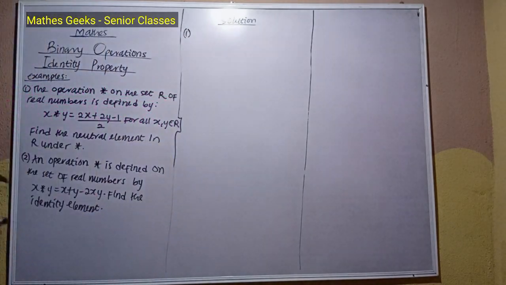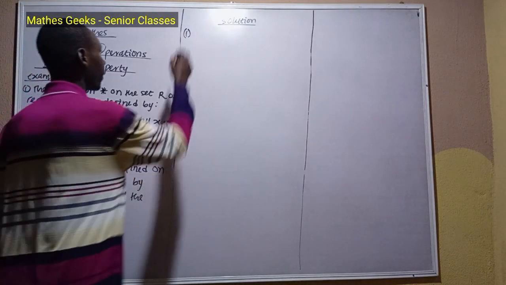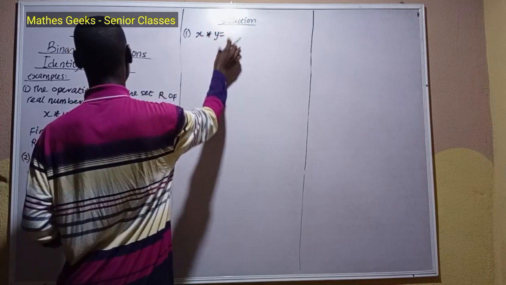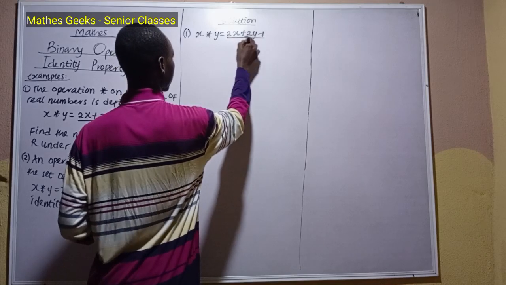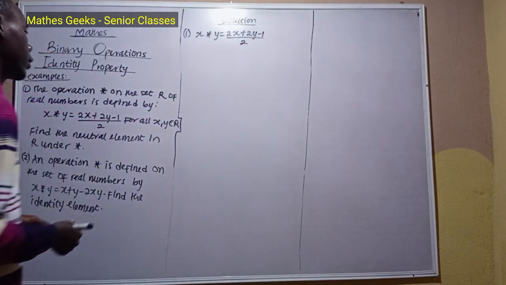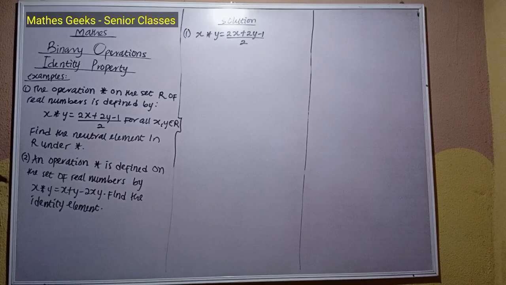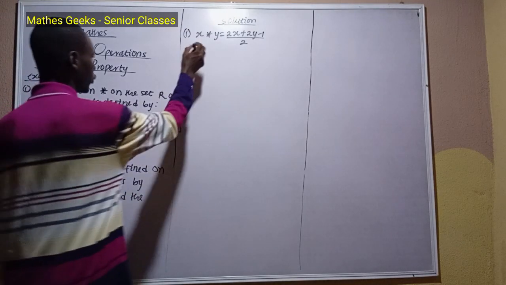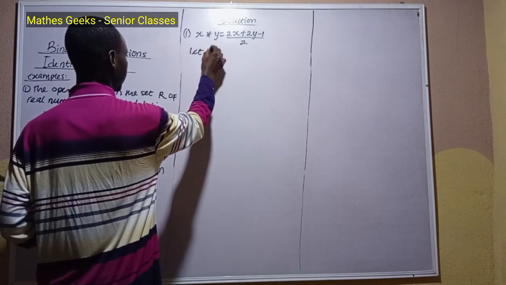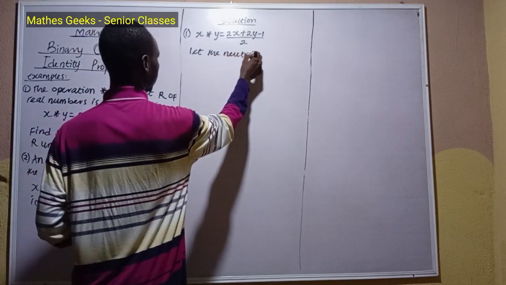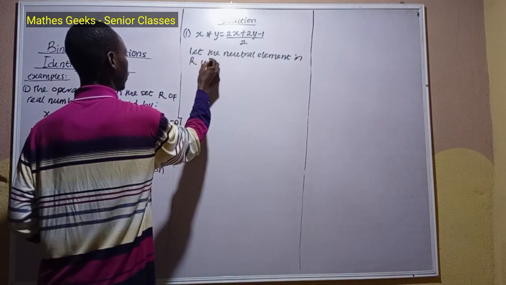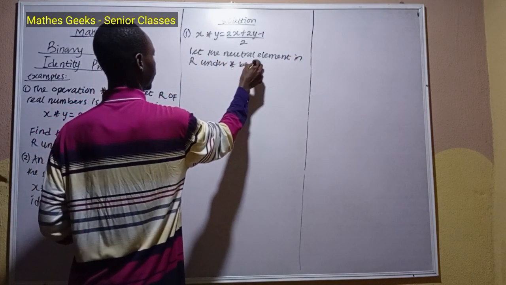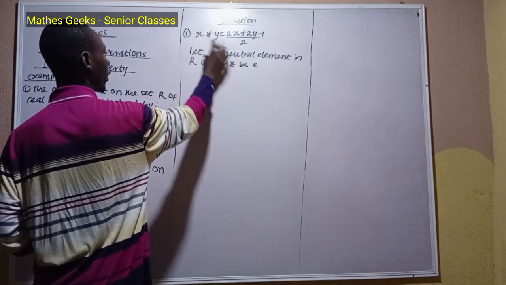The operation star on a set R of real numbers is defined by x star y is equal to 2x plus 2y minus 1 over 2, for all x and y members of R. Find the neutral elements in R under star. Select the neutral element, which is also the identity element. So we replace our y with e.